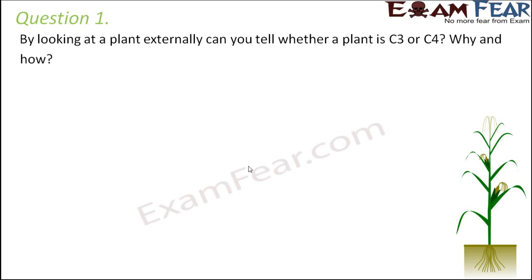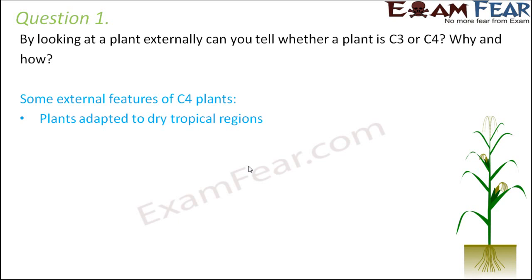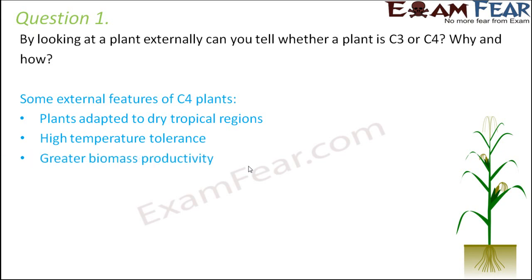But without considering the leaf anatomy, you will have to look at the behavior of the plant. So the external features of C4 plants are, they are adapted to dry tropical regions. So plants which are able to survive in dry regions can be considered as C4 because they have high temperature tolerance. That is why they are able to manage in dry regions. They have greater biomass productivity. So the biomass which you get out of these plants is quite large when compared to a C3 plant. So that is another way of telling whether it is a C3 or C4.